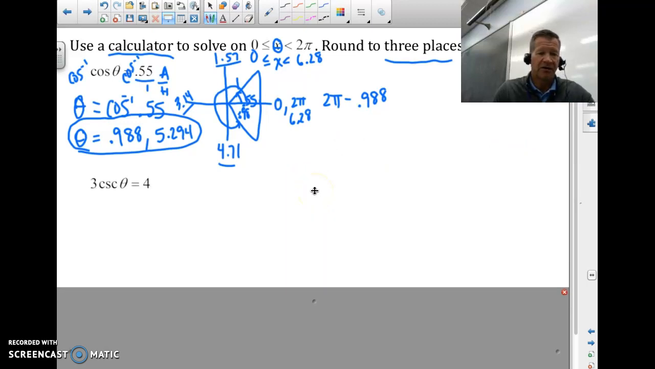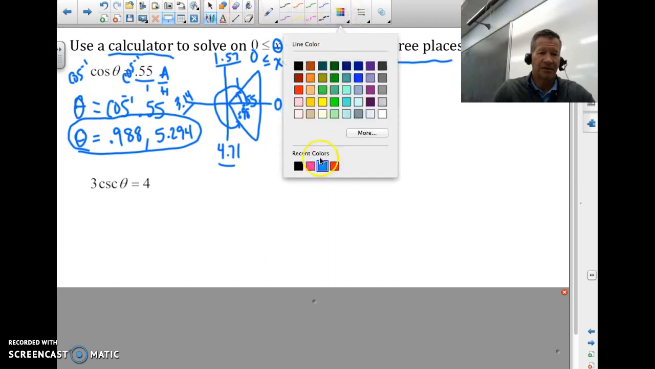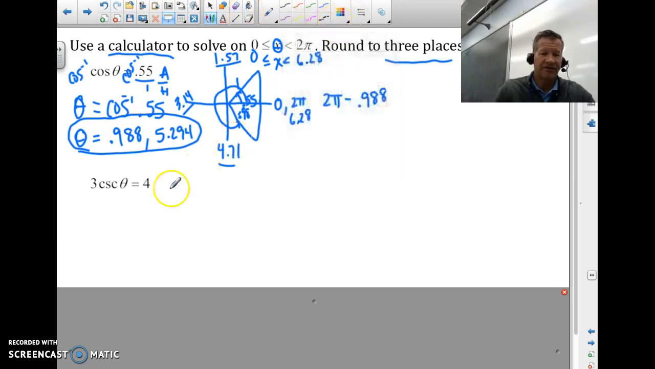Let's try another one. 3 cosecant theta is equal to 4. All right, let's try this one. Well, this one I'm going to have to divide by 3 first. So dividing by 3, I get cosecant theta is 4/3.